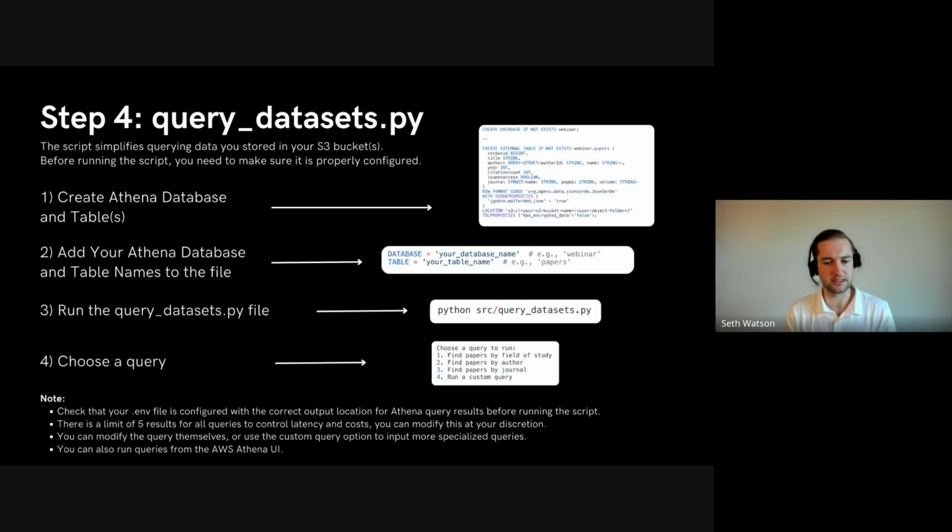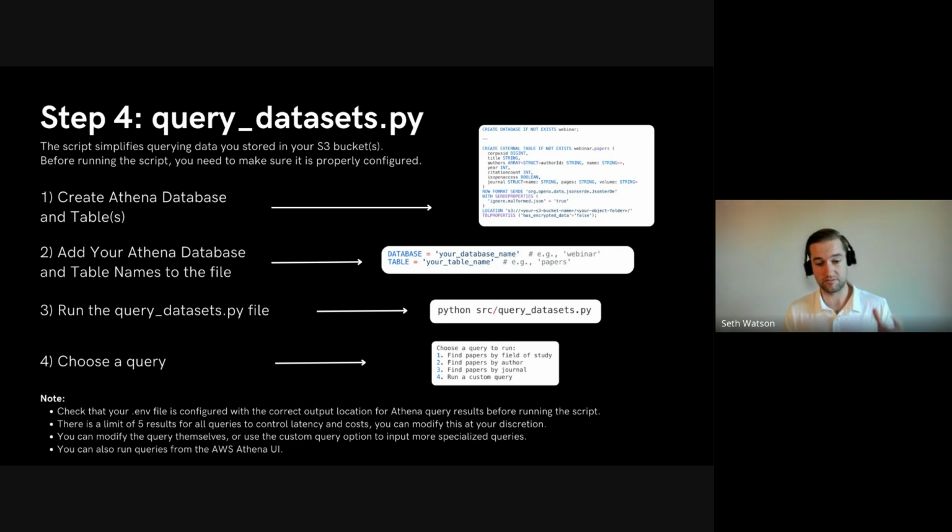Before moving on, a couple things to note about this file. You want to make sure that the M file is correctly configured with your Athena output location. And then secondly, on all of the queries themselves, I put a limit of 5. I did that just to control latency and cost, but you can modify all of those queries, and we'll talk about how you're going to do that next. But right now, just note there's a limit of 5 for all the queries.